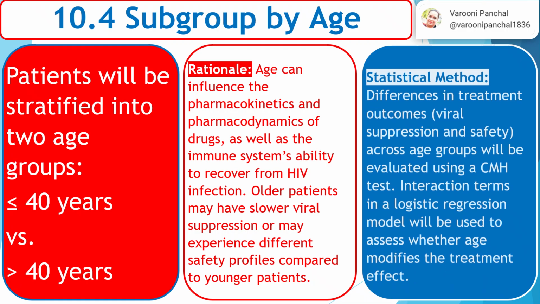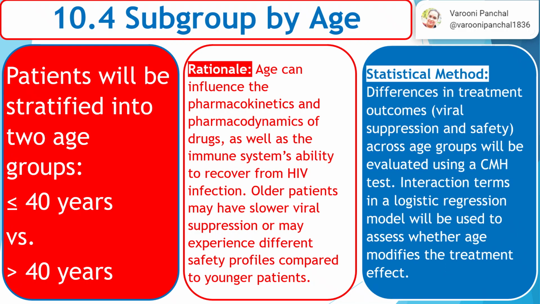Statistical method: differences in treatment outcomes, viral suppression and safety across age groups will be evaluated using a CMH test. Interaction terms in a logistic regression model will be used to assess whether age modifies the treatment effect.